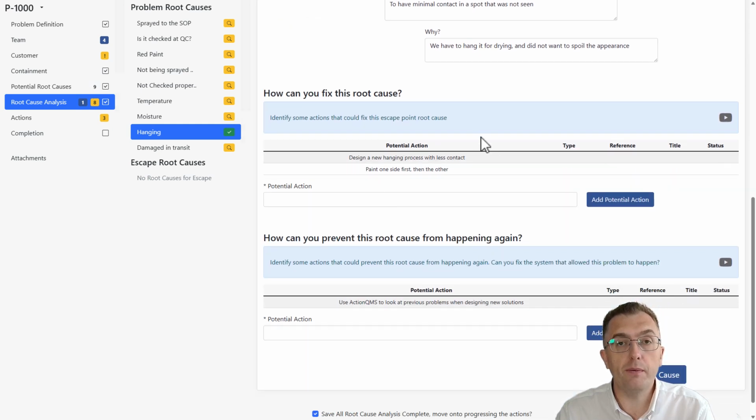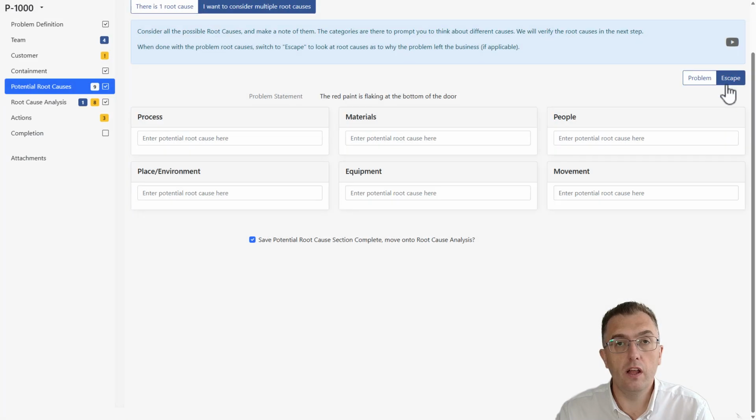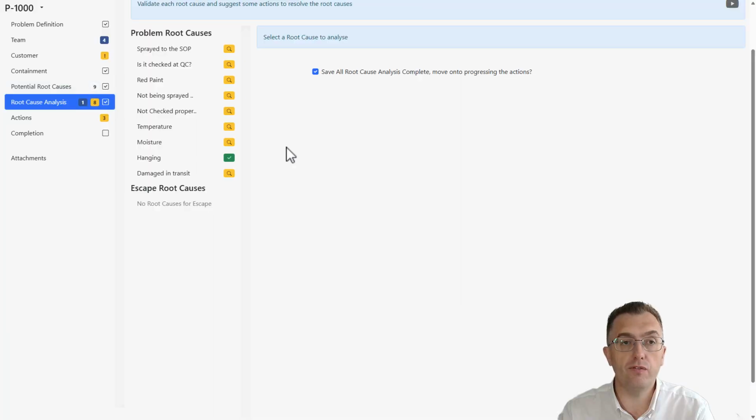And then we can propose some actions to fix this problem. Then propose some actions how to prevent this from happening again. So we're not just looking at fixing the problem, but how are we going to prevent it from happening again? And also you might want to consider the escape point of these root causes. So how did the problem reach the customer? Why wasn't it caught in our facility? And again, those escape points come through this root cause analysis.